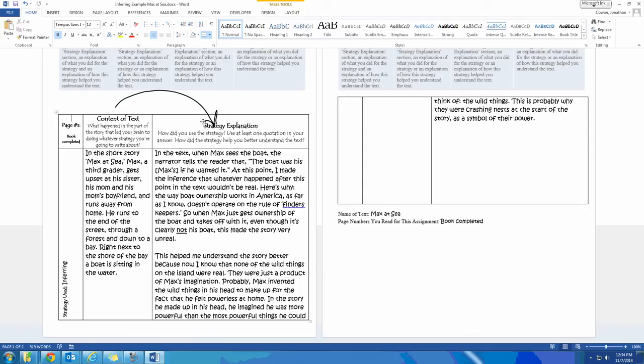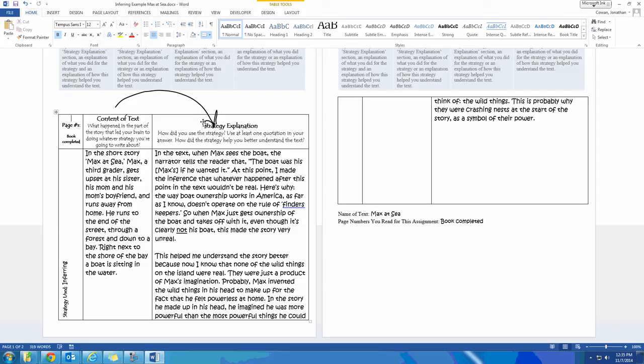Here's my description. In the text, when Max sees the boat, the narrator tells the reader that the boat was his, Max's, if he wanted it. At this point, I made the inference that whatever happened after this point in the text wouldn't be real. And I know this is really similar to my determining importance one that I just did, and I understand that. The idea behind this is just an example.